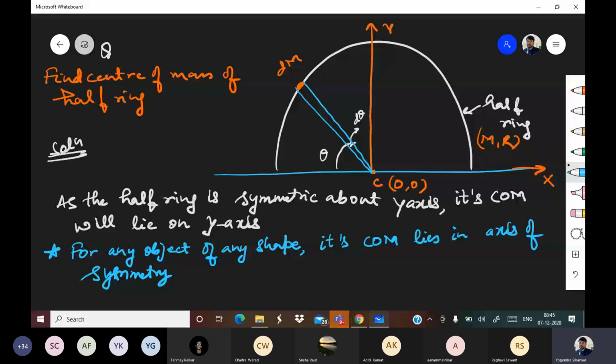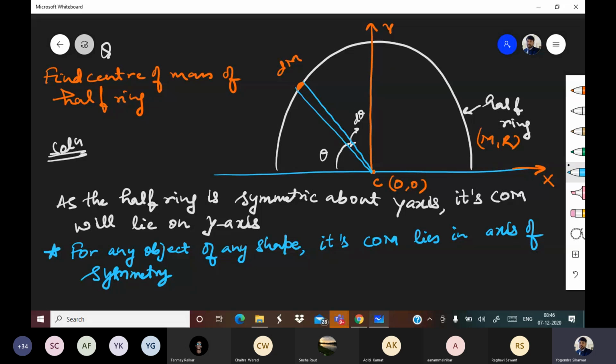And the statement which I have given is true for any object. If you have a rectangle, and you draw a line passing through the center which divides it into two equal parts, then that line will be a line of symmetry. If you have a square, then the diagonal also will be a line of symmetry. So for any object of any shape, if there is some line of symmetry, then the center of mass will lie on that line. Be very clear about this. We can use this concept to directly find the center of mass of objects. We'll see how. First of all, let us complete this question.